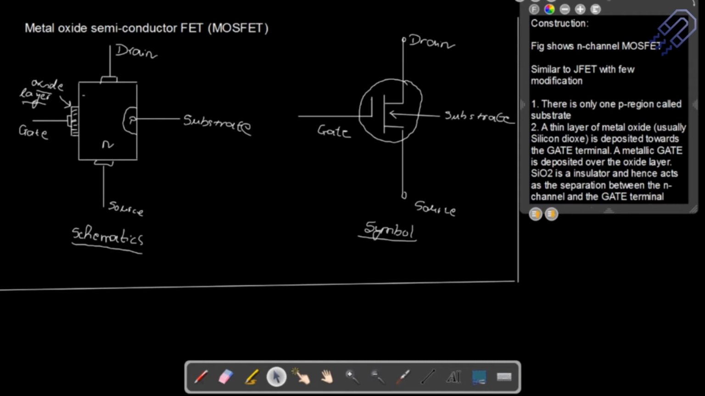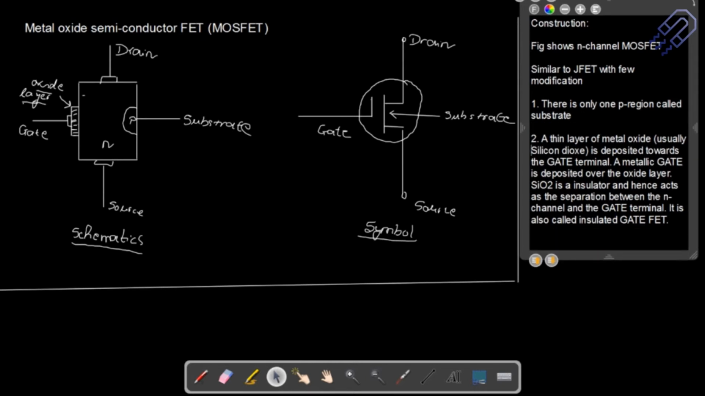Please remember this, because it will now act as an insulator, and since it is an insulator, it is also called insulated gate FET. That is the reason why it is called an insulated gate FET. This is an important point that we should remember, and this is how the construction is done. If you just want to explain the construction part, you can use these points.